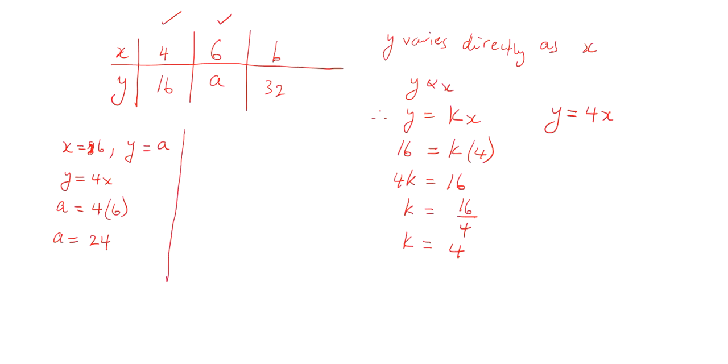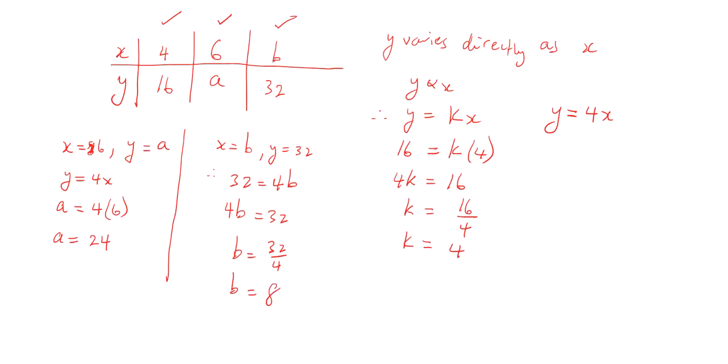Now, to find the answer for b here, we know that x is equal to b and y is equal to 32. So therefore, 32 is equal to 4 times b. Therefore 4b is equal to 32. Therefore b is equal to 32 over 4. Therefore b is equal to 8.